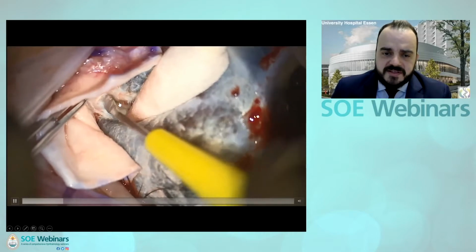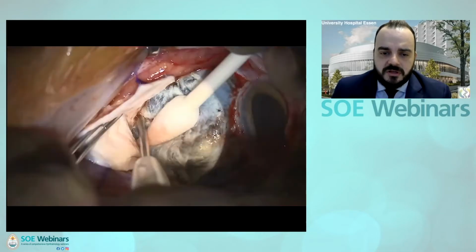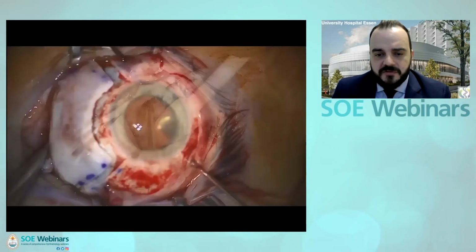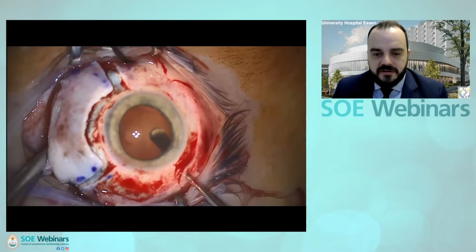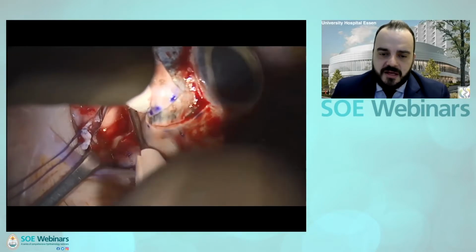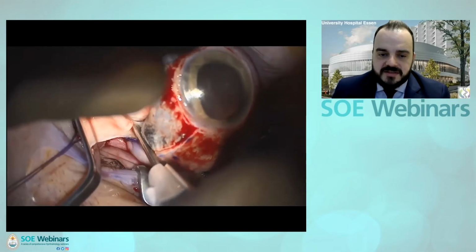You can see here a ciliary artery and a ciliary nerve. We will cauterize the artery in order to reduce the bleeding. Afterwards, we always perform an anterior vitrectomy to have the eye hypotonic. It's much easier to prepare the flap when the eye is hypotonic.